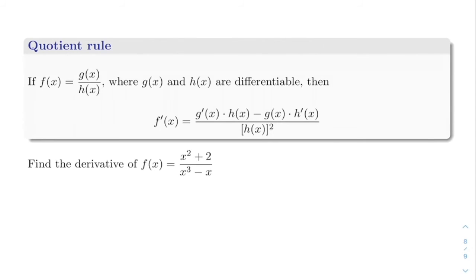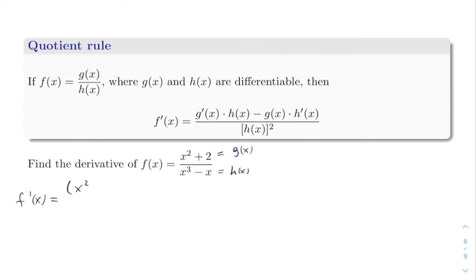I know this looks a bit confusing, but let's try to do an example. Here we have our function f, which is equal to (x squared plus 2) divided by (x cubed minus x). In the formula, this would be our g of x, and this would be our h of x. So let's follow the formula as before. The derivative of this will be the following.